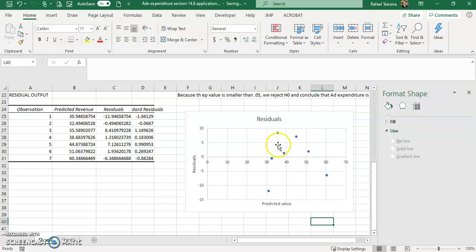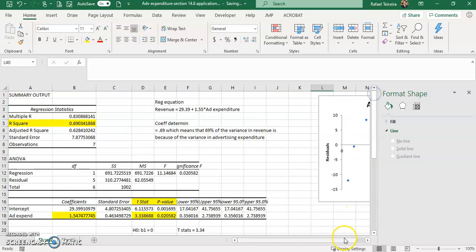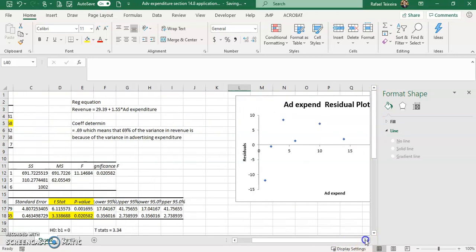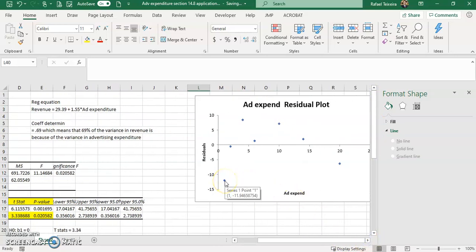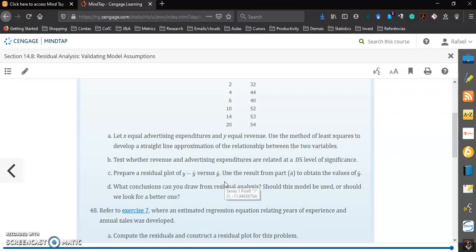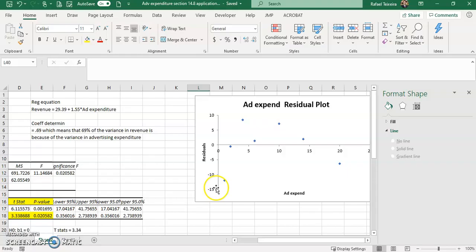And again, we are looking to see if they're scattered, distributed, like in here. And we see that there is one observation that is not too good because it's too far off. What conclusions can you draw from residual analysis? Should this model be used, or should we look for a better one? Maybe because of this one.